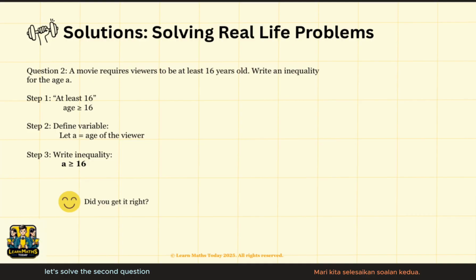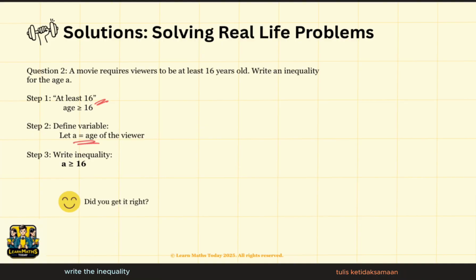Let's solve the second question. Step 1. Identify key phrase. The question says, at least 16. This means the age can be 16 or more. Step 2. Define the variable. Let a be the age of the viewer.